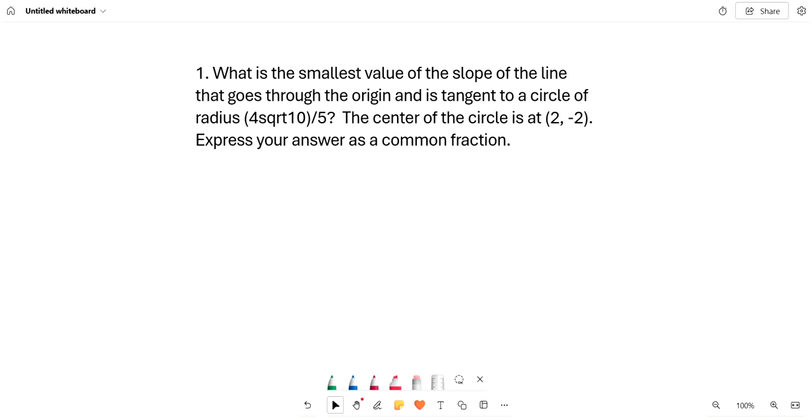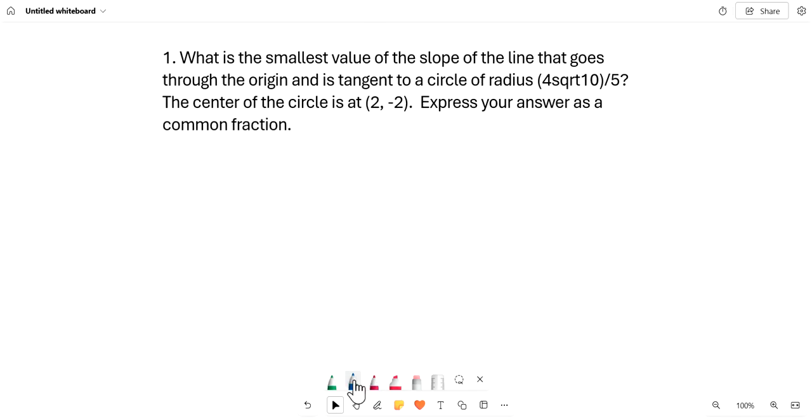So this is week 79 Wednesday, and number one says, what is the smallest value of the slope of the line that goes through the origin and is tangent to a circle of radius 4 square root 10 over 5? The center of the circle is at (2, -2). Express your answer as a common fraction.